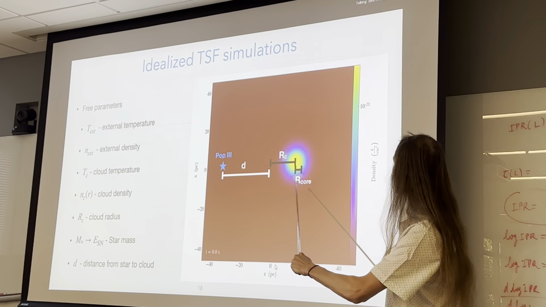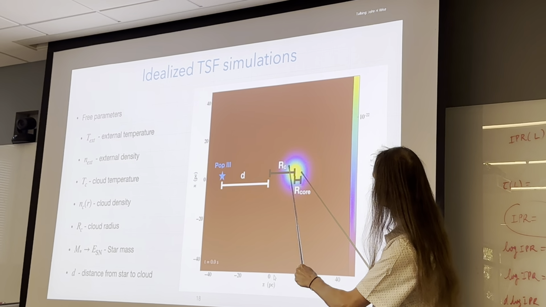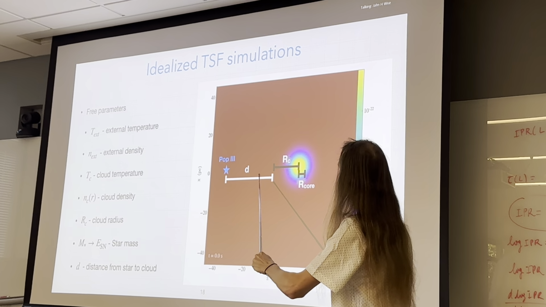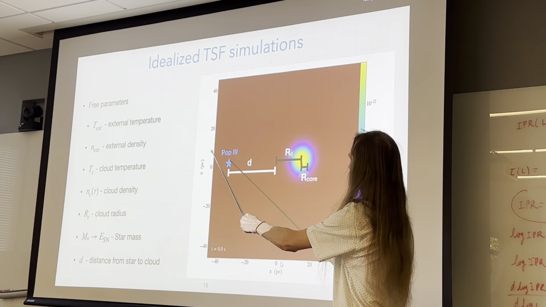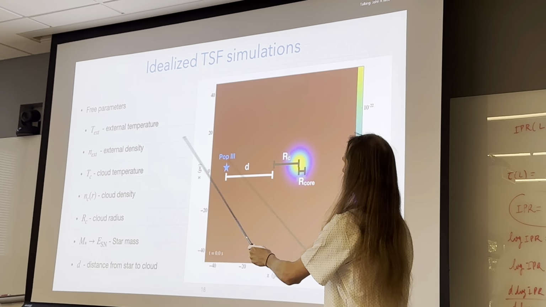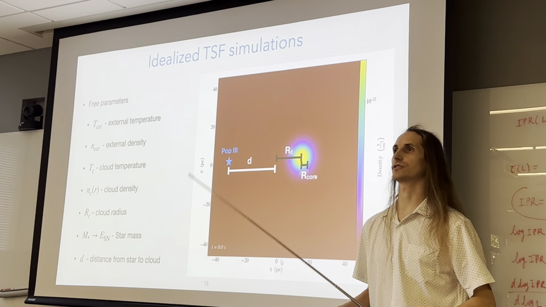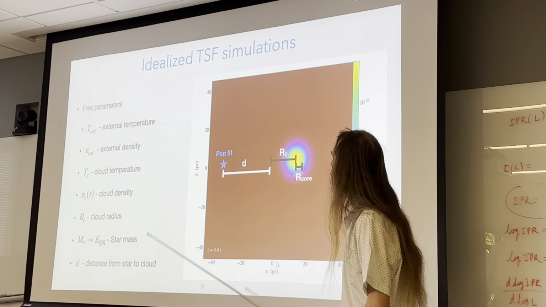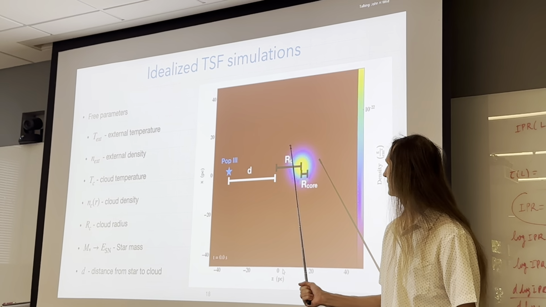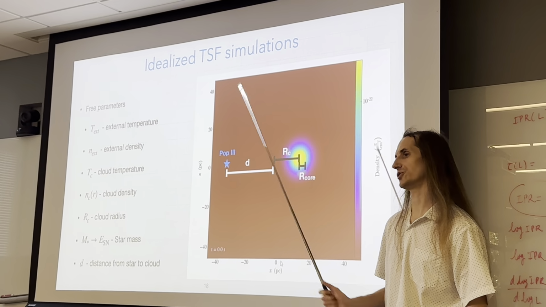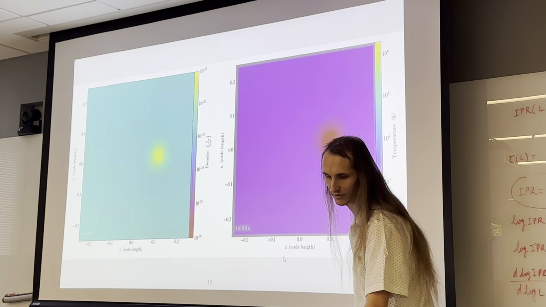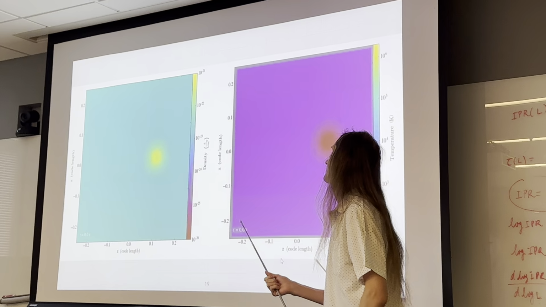So we have this spherical cloud with this density profile that falls off to the external medium. It has a certain radius. It's at a certain distance from the POP3 star. That POP3 star has a certain mass that we can vary. That mass determines the explosion energy of the supernova. And then we can vary the density and temperature of the cloud, as well as the density and temperature of the external medium. So choosing some initial conditions, here's an example of one of these simulations.